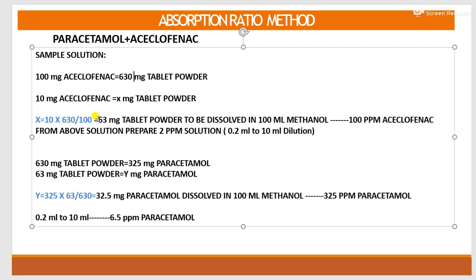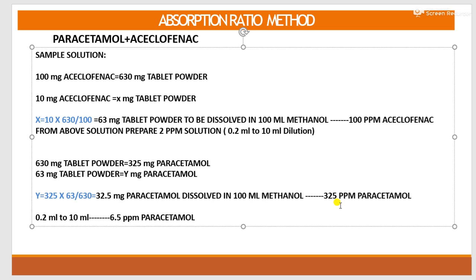Now when we were weighing 63 milligram of tablet powder, it was also containing paracetamol. So we will see what is the fate of paracetamol. 630 milligram of tablet powder contains 325 milligram of paracetamol. So 63 milligram of tablet powder which we have weighed contains how many milligram of paracetamol? That comes to 325 into 63 upon 630, so 32.5 milligram paracetamol. That means 63 milligram of tablet powder, when dissolved in 100 ml methanol, contained 32.5 milligram of paracetamol.